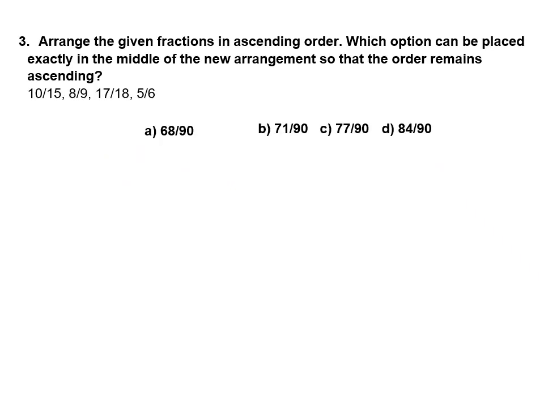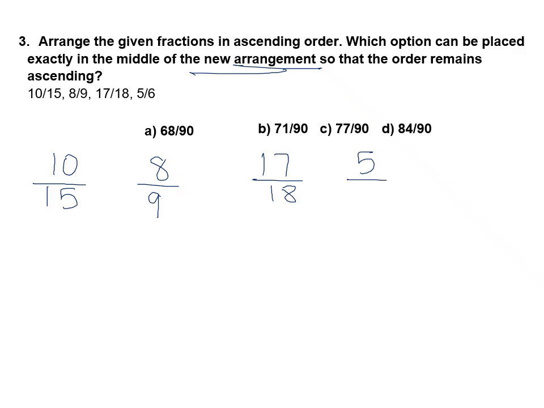So let's start with question number 3. Arrange the given fractions in ascending order. Which option can be placed exactly in the middle of the new arrangement so that the order remains ascending? We have 4 options. We have 4 numbers: 10 by 15, 8 by 9, 17 by 18, and 5 by 6. These fractions we have to firstly arrange in the ascending order. So the denominators are not the same. We have to take the LCM of all the 4 denominators, which will come out to be 90.